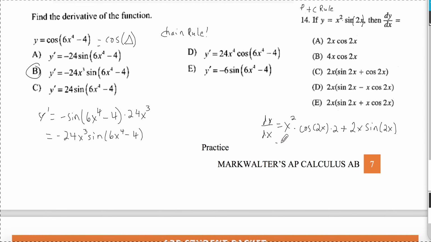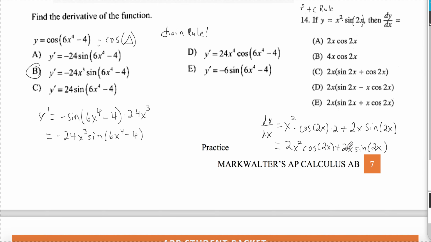All right, we can do a little bit of cleaning up. This will give me something like 2x squared cosine of 2x plus 2x sine of 2x. And hopefully that matches up. It doesn't, so we have a little more work to do. But I noticed it looks like some things were factored in parts in answer choices C through E. So is there anything I can factor? Yes, it looks like there is something I can factor.